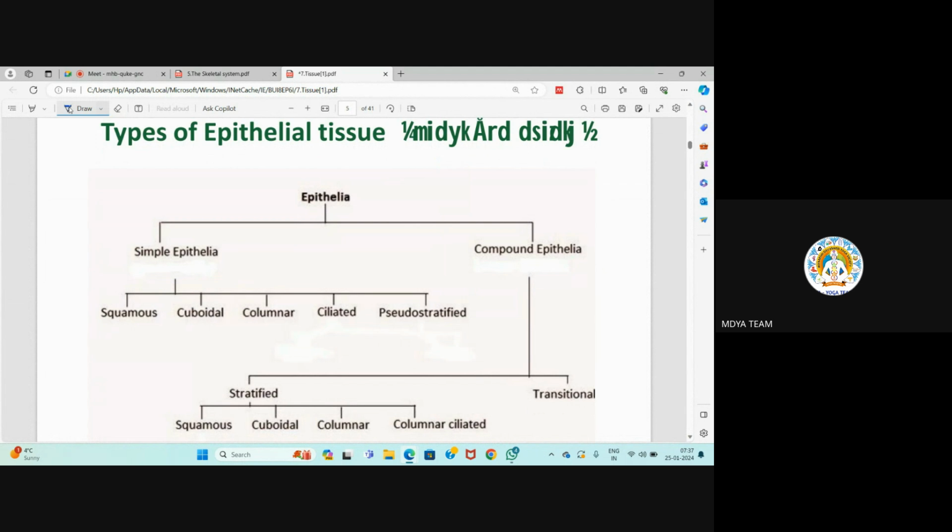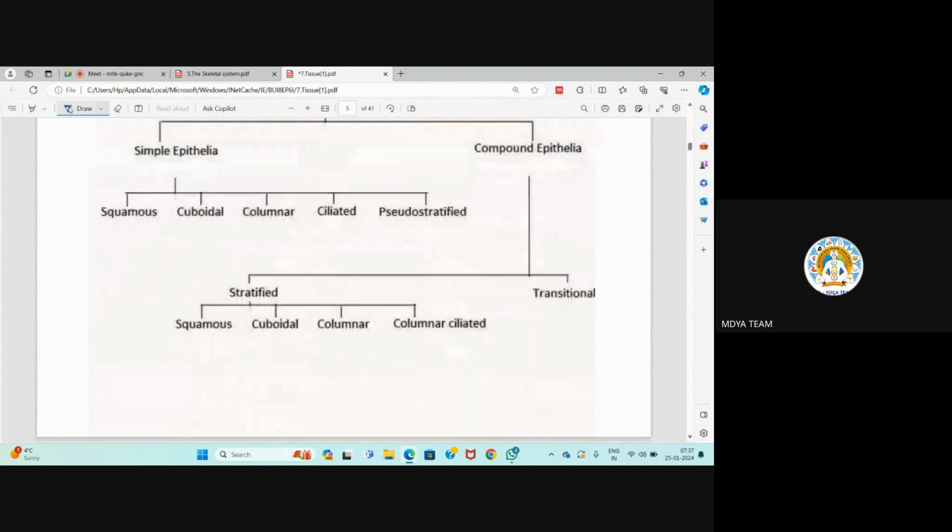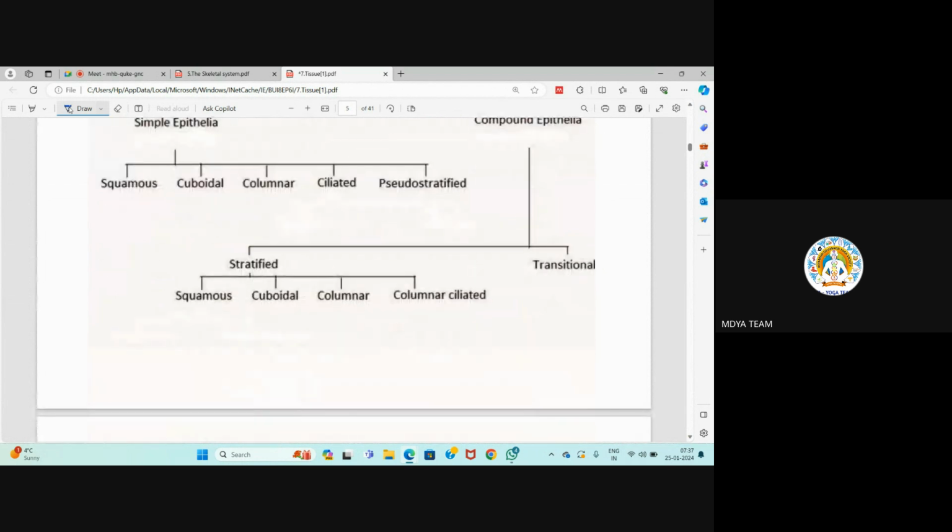So, we can see these divisions are on the basis of their shape, right? And the same thing in the case of compound epithelia. Compound epithelia is further divided into two: stratified and transitional. Now, stratified is further divided into squamous, cuboidal, columnar, and columnar ciliated. So these are the divisions of epithelial tissue.